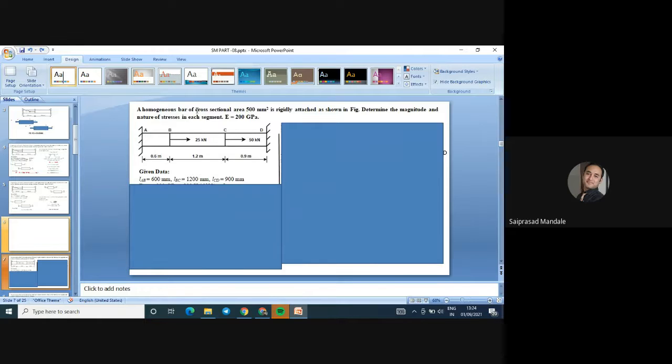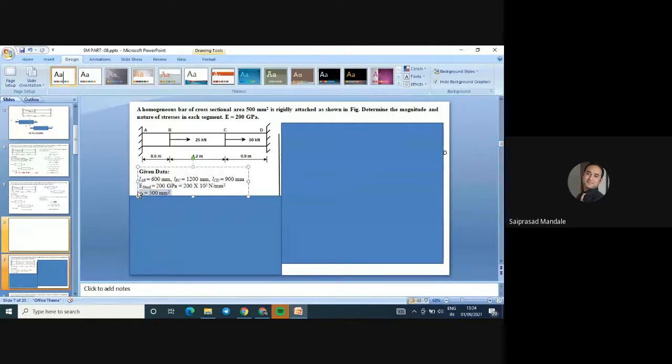So the homogeneous bar of cross-sectional area is 500 mm square. So what is 500 mm square? Area. Very good. It is a rigidly attached figure, so both ends are fixed. Determine the magnitude and the nature of the stresses in each segment. E is given to us. It means we have to identify F1, F2 and F3 along with their stresses.